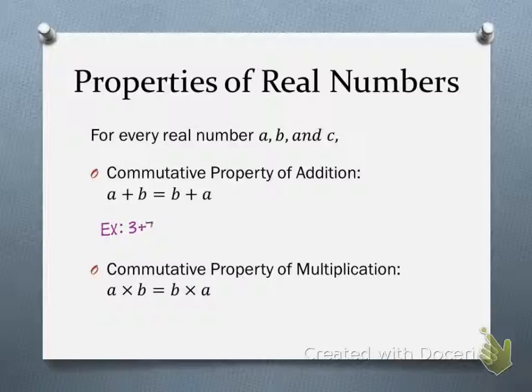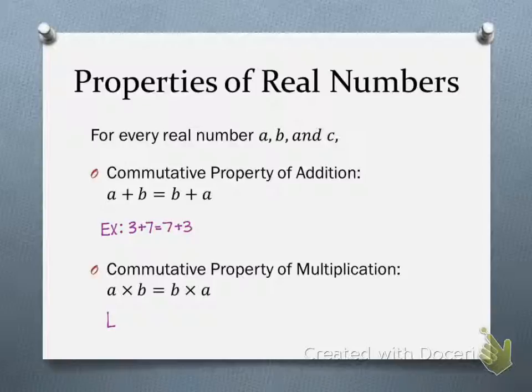So for our example, we have 3 plus 7 equals 7 plus 3. So 3 plus 7 on the left side, switch the order, 7 plus 3 on the right side. They both give us 10. Since 10 equals 10, we know that addition is commutative.